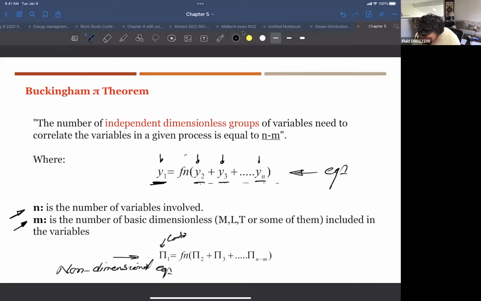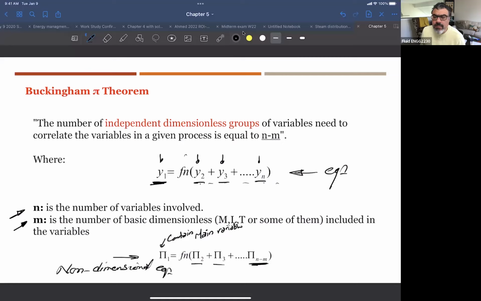And this non-dimensional equation is now called pi 1, okay, and pi 1 here contains the main variable as a function of the other pi 2, 3, and 4, right, until a large number, which is going to be N minus M. So the number of groups that you can generate is going to be N minus M. So see how many variables you have, see how many basic dimensions you have in these variables. You subtract these values, you find out. It cannot be negative, no, right?